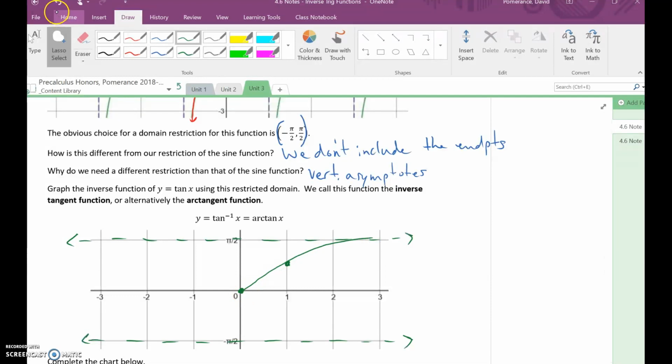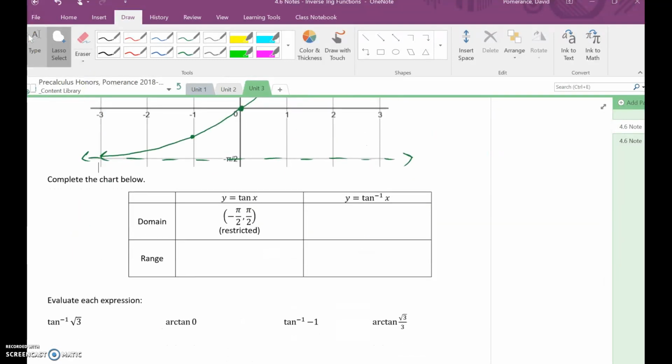Oh, I crossed over the asymptote. Don't want to do that. Alright, something like that. Same thing in the other direction. Here is the inverse tangent function. So we'll fill out the chart here. Once again, because we know that that's the old domain, it's going to be the new range, and the old range, which was all real numbers, is once again our new domain of all real numbers.